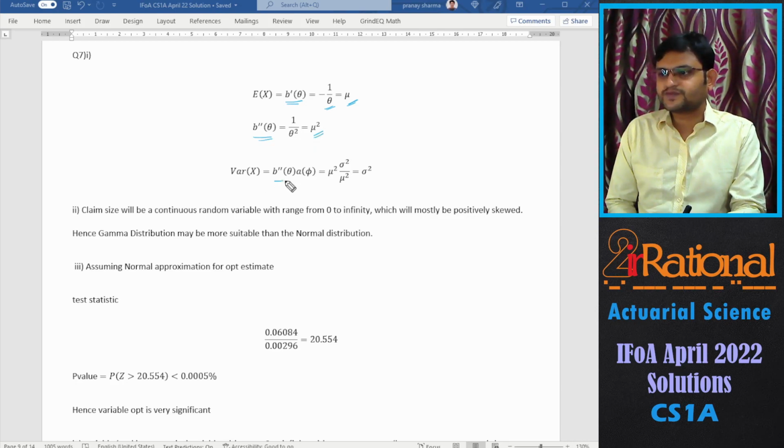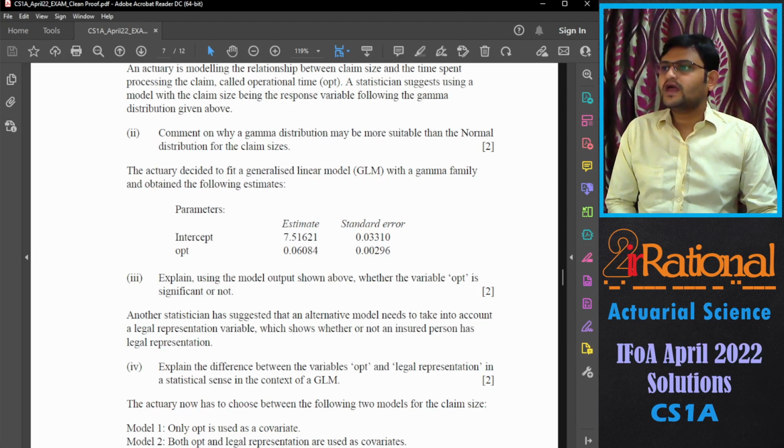So variance is b double dash theta into a phi, and we get sigma square. And actually it is modeling the relationship between claim size and the time spent processing the claim, called the operational time, OPT. A statistician suggests using a model with the claim size being the response variable following the gamma distribution given above. Comment on why a gamma distribution may be more suitable than the normal distribution for the claim size.